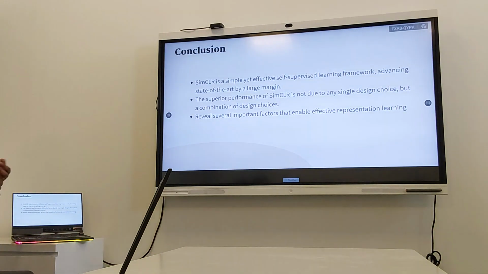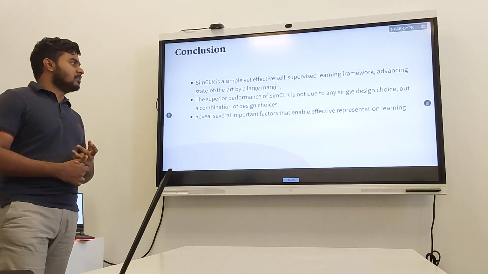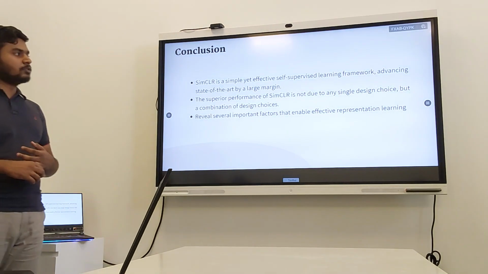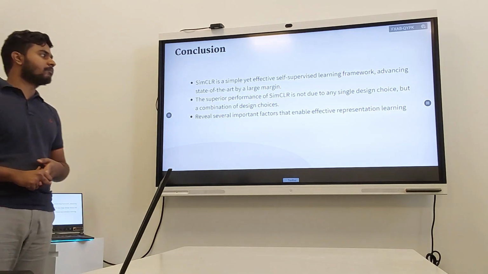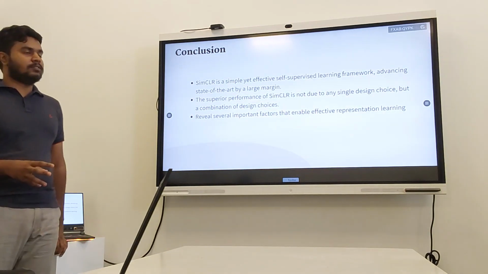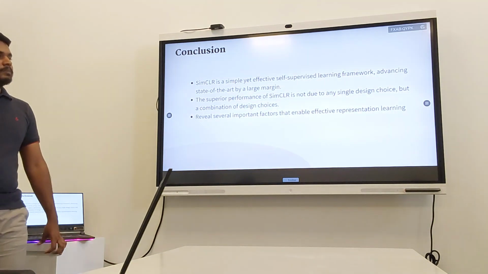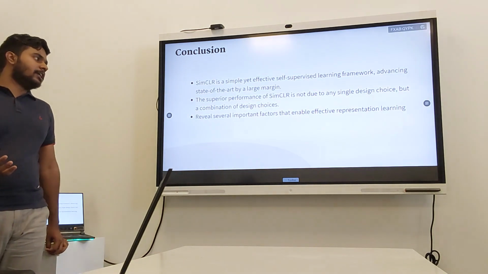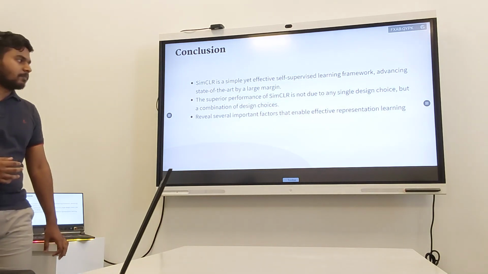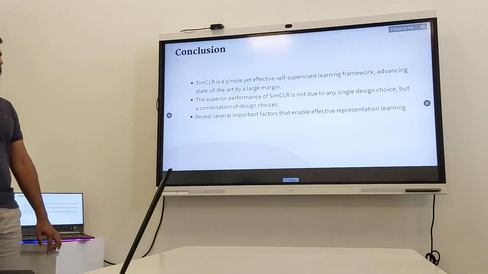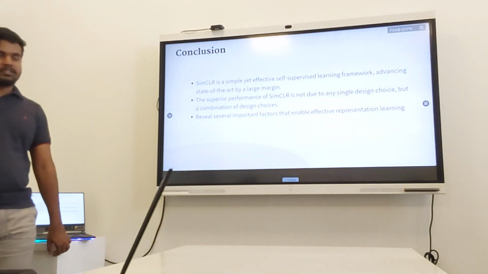The main conclusion from this paper is that SimCLR is a simple but effective self-supervised framework. The superior performance is not due to any single design choice but a combination of design choices, like the combination of data augmentation and the batch sizes. This paper basically revealed some important factors that enable effective representation learning.